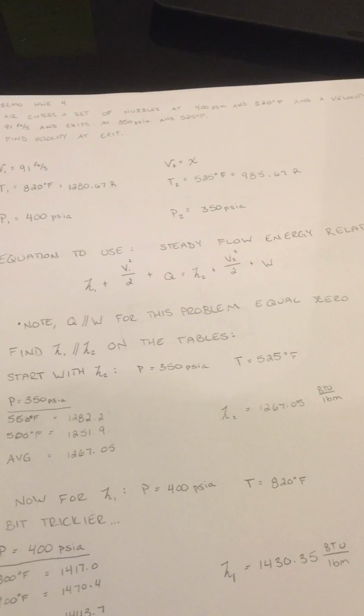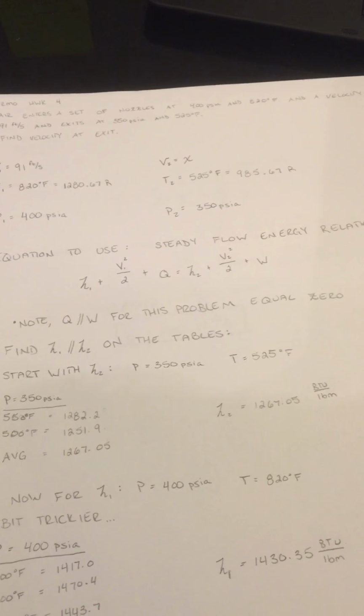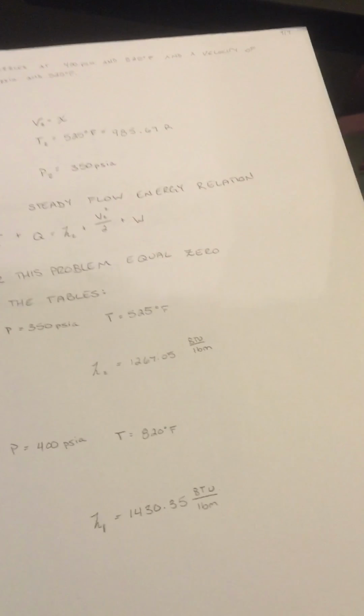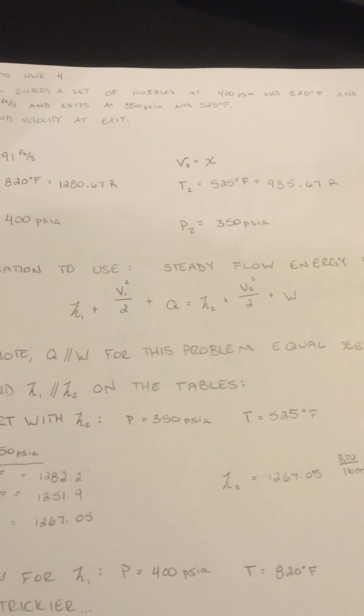So the question that I've gotten a few requests for is number 3 on the thermo homework. The stators in a gas turbine are designed to increase the kinetic energy of the gas passing through them adiabatically. Air enters a set of nozzles at 400 psia and 820 degrees Fahrenheit, at a velocity of 91 feet per second, and exits at 350 psia and 525 degrees Fahrenheit. What we need to do is find the velocity at the exit.